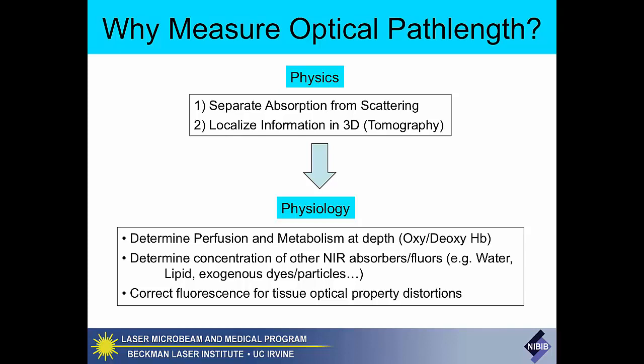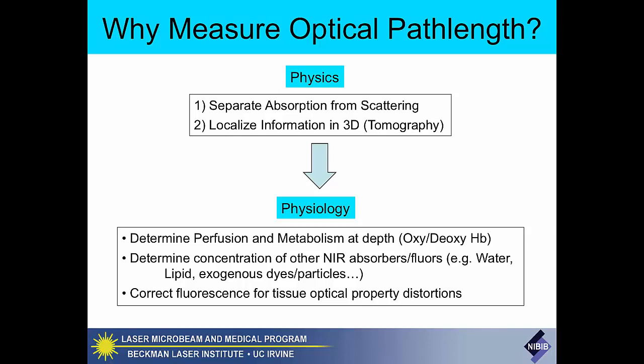From a physiology point of view, that means that we could use those wavelengths to determine perfusion and metabolism at depth. So perfusion and metabolism are encoded or revealed in the oxy and deoxyhemoglobin signals. We can also determine the concentration of any other near-infrared absorbers or fluorophores. So indocyanine green, that's also a near-infrared absorber and a fluorophore. We can look at lipids and water since they have very nice signatures in the near-infrared. And water, lipid, oxy, and deoxyhemoglobin account for a little more than 80% of tissue composition anyway. So that really does a great job of characterizing biochemical constituents.